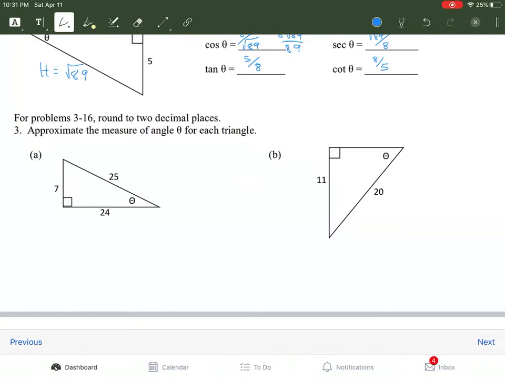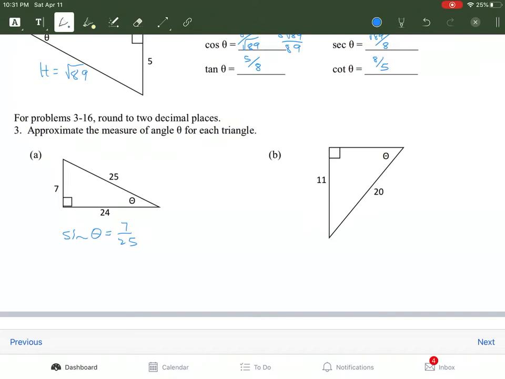For these problems, you got to do 2 things basically, which is set up the problem and then solve it. So to find the measure of each angle, for number 3a, you can use anything you want. I'm just going to use sine. So the sine of theta is going to equal 7 over 25.